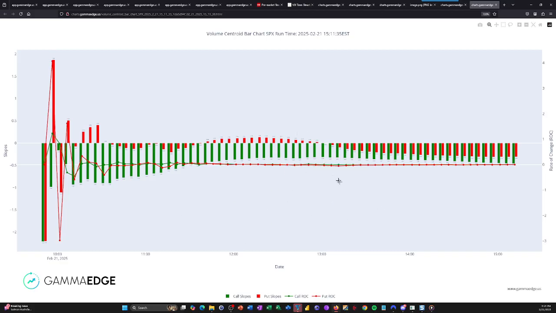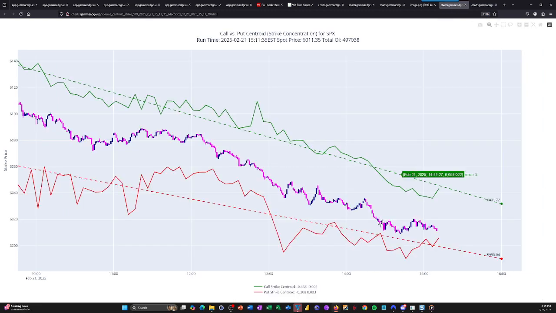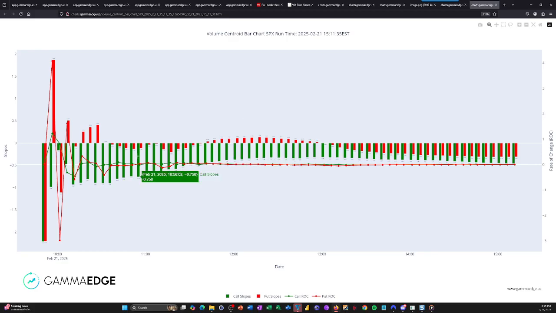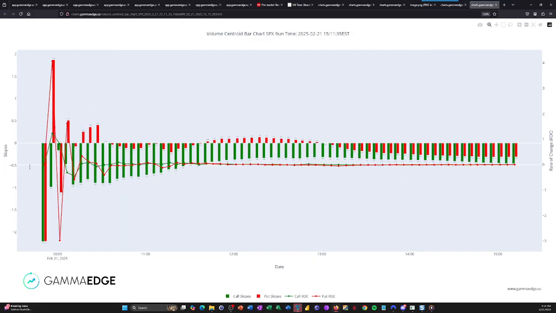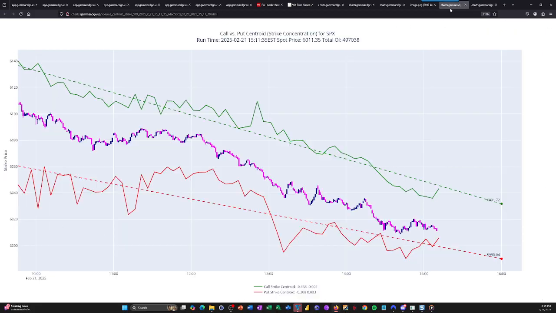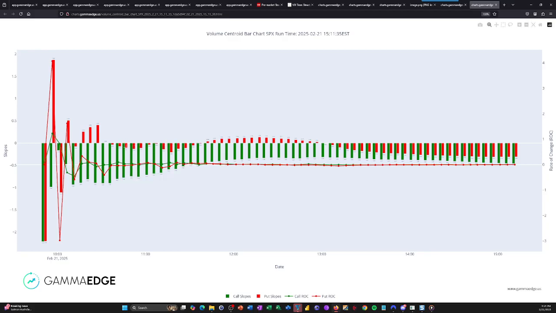This is a visual representation of the lin fit line slope, right? So when the red, which is the put centroid, that's this, right? When the put centroid is above the line, it is pointing up, so this would be a positive number right here. And when it's down below zero, the zero line being right here, it's pointing downward, right? So we have a negative thing that's going on.